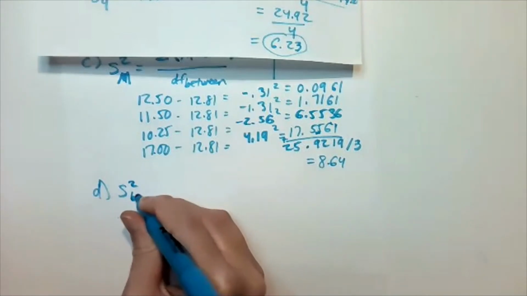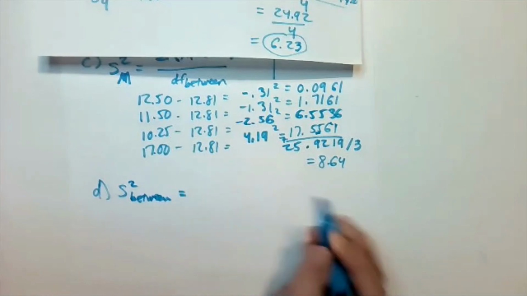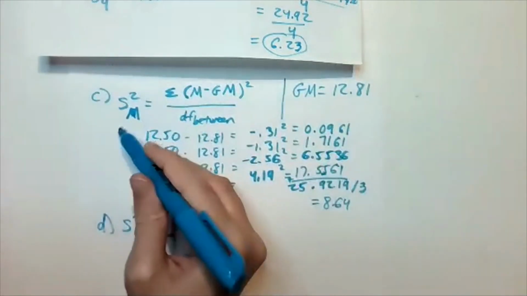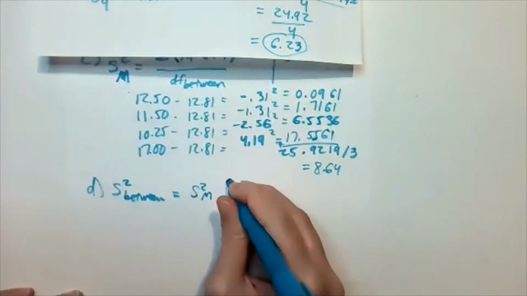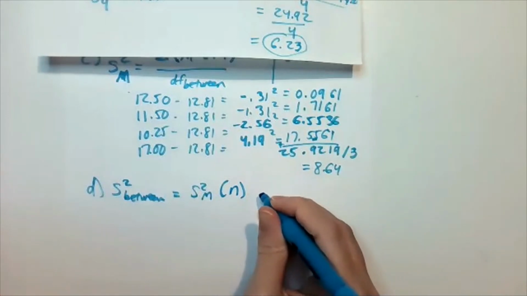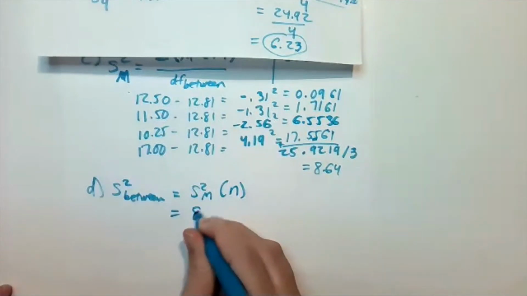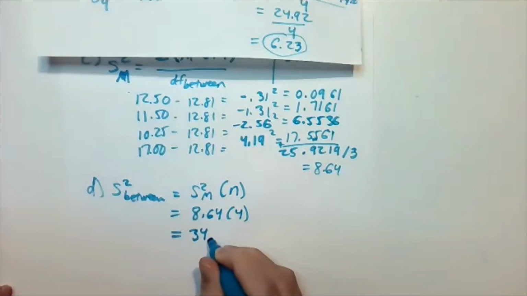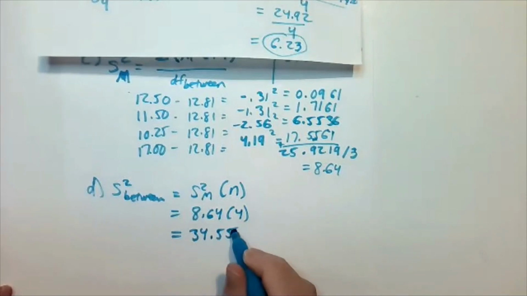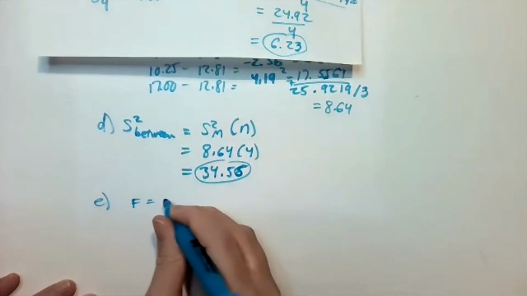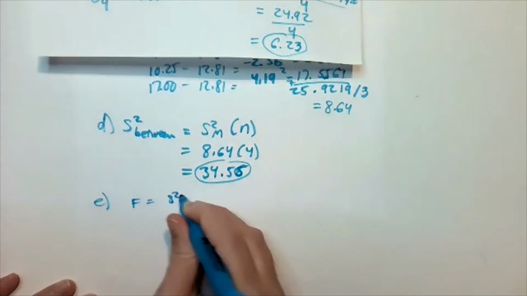So this is going to be S squared between, and it's what we got in that last step, S squared M, multiplied by the number of scores in each group. This is 8.64, and we have 4 scores in each group, so that's going to be 34.56. And here, we're actually going to calculate our F value. This is our sample score at this point.